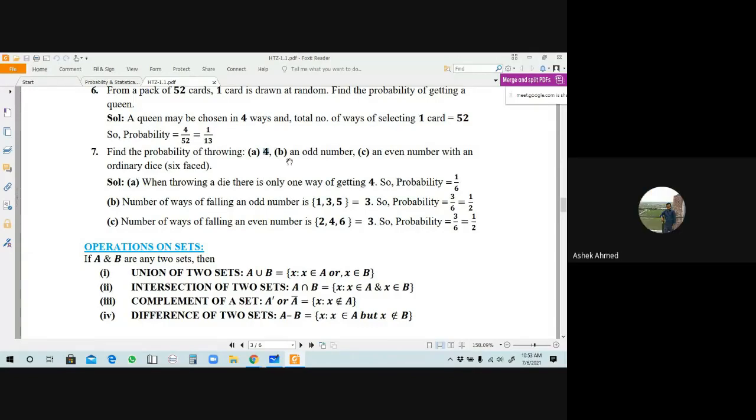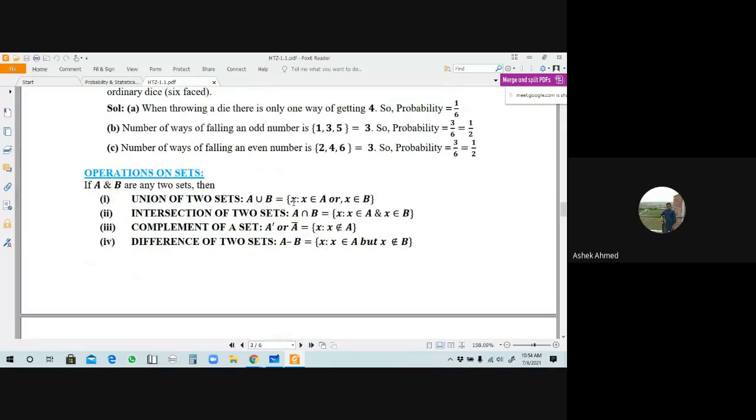Tell me, what is the probability of getting an odd number? 1 by 2, or 3 by 6. We know that the total number of odd numbers is 3, that is 1, 3, and 5. That means the probability will be 3 by 6. This is a half. Understand? For getting an even number, it is the same, 3 by 6 also. Understand?